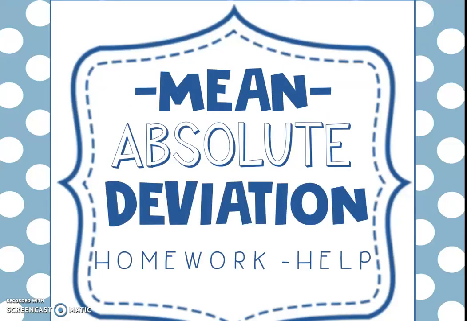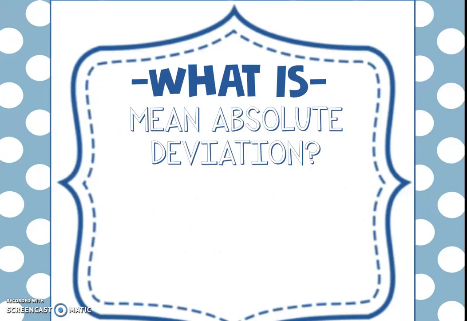Okay, so today in class we talked about mean absolute deviation. So for homework tonight you have one definition where you have to tell me what mean absolute deviation is, and then you have 4 problems where you're going to have to create the chart and find the mean absolute deviation for those data sets. So what is mean absolute deviation?